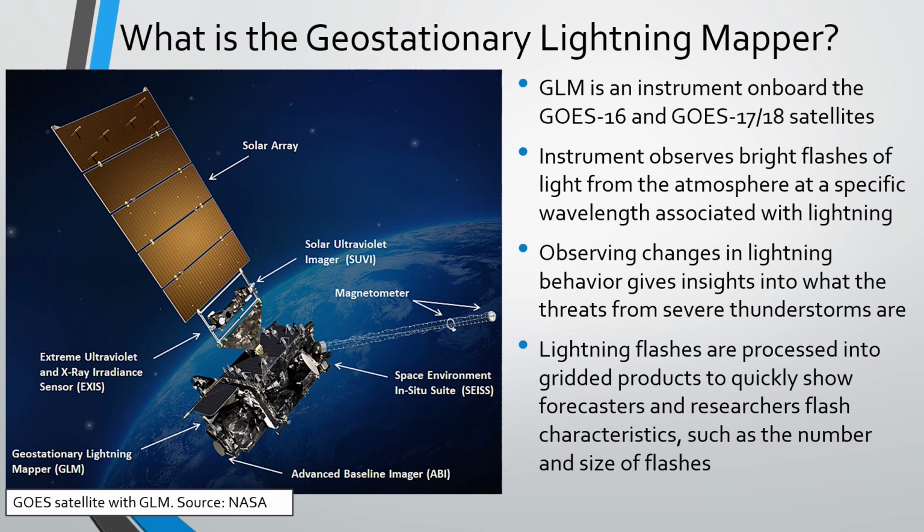So, first of all, what is the Geostationary Lightning Mapper? Well, the Lightning Mapper, or GLM, is an instrument on board the GOES-16, GOES-17, and GOES-18 satellites. This instrument observes bright flashes of light from the atmosphere at a specific wavelength associated with lightning. These observed changes in lightning behavior give insights to forecasters on what the severe threats from thunderstorms will be. And lightning flashes from the GLM are processed into gridded products to quickly convey information to forecasters and researchers about the lightning's characteristics, such as the number of flashes and the size of flashes.